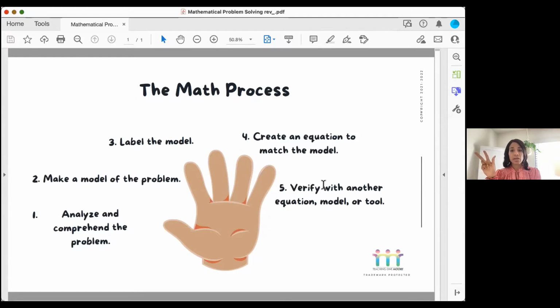The third thing we want kids to do is label their model. So for instance, if they are counting out 5 blocks, they would label it with a 5, or maybe they would label it with the word blocks. Then we find that those labels help kids make equations to match. So if I had 5 blocks and I took away 4, I have 1 left. Those models and those labels are almost a direct connection to the equations that they need to write.